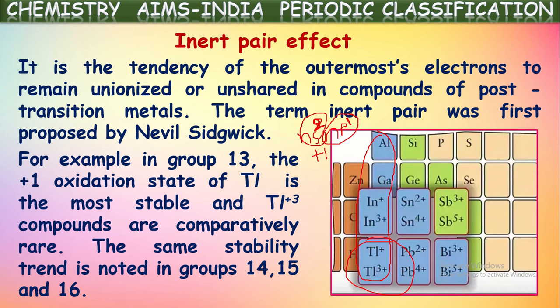This same tendency is shown in the fourth group, fifth group, and sixth group elements also, and it is mostly shown by the heavier elements which are at the bottom of these groups. These elements will lose only the electrons which are not paired. They won't show interest in removal of these paired electrons. This we call the inert pair effect.